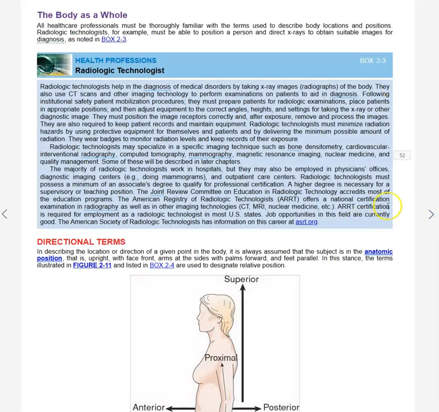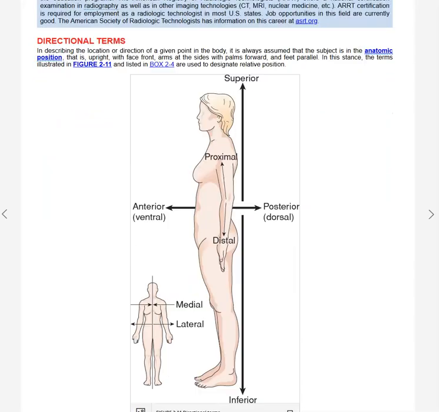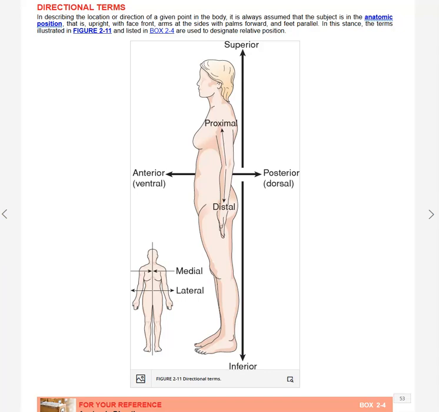The body as a whole, this is a great review. Important directional terms are used often in healthcare, medicine, and in medical terminology. So the photos, or the figures, I should say, in the textbook do a great job. Superior is high, inferior is low, anterior is front, posterior or dorsal is back. So anterior and ventral are known as the front of the body. Posterior and dorsal are known as the back side.